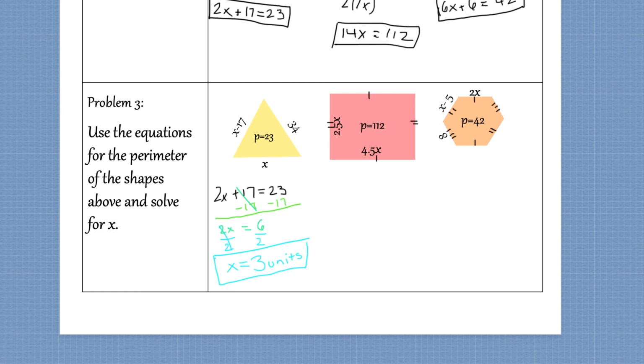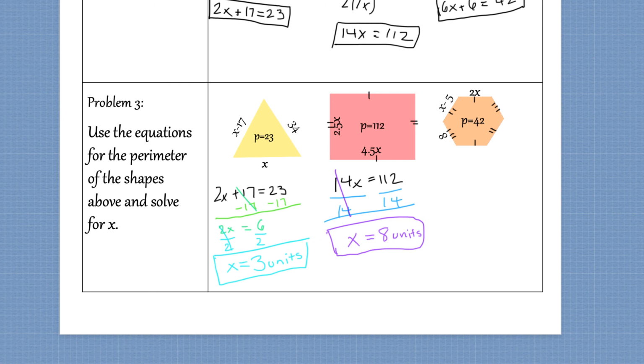For our next one, the equation that we had gotten was 14x is equal to 112. And so to solve this, all we have to do is divide this side by 14 and divide the other side by 14 to just get x alone. And so 14x divided by 14 gives us just x, which is equal to 112 divided by 14, which is 8. And again, there are no units specified, and so we're just going to say units. And so x is equal to 8 units is our final answer.